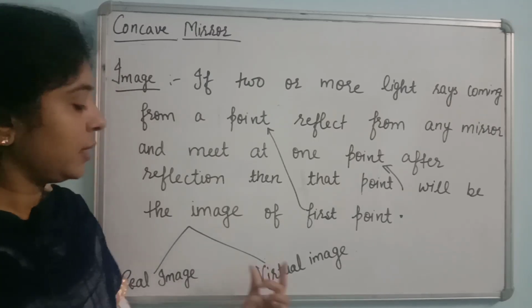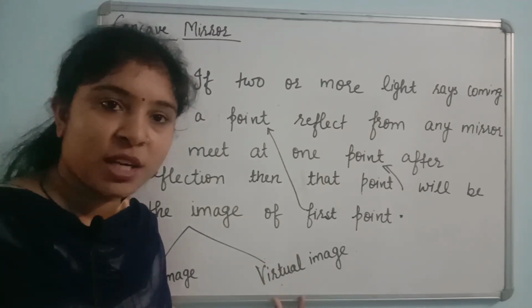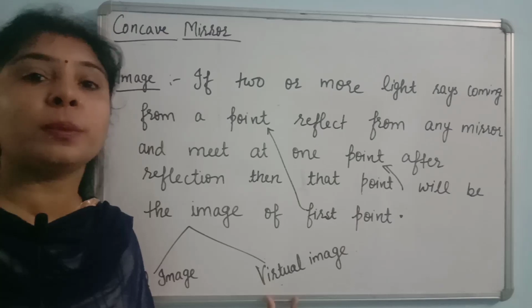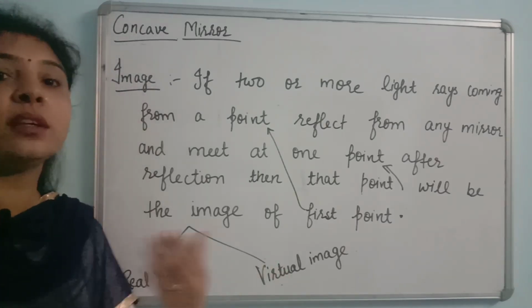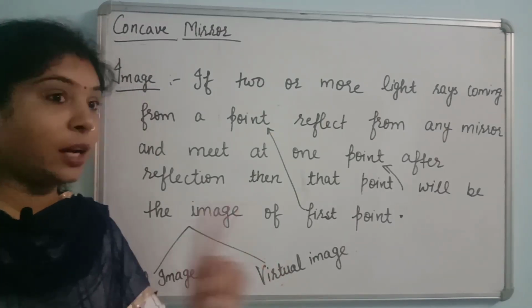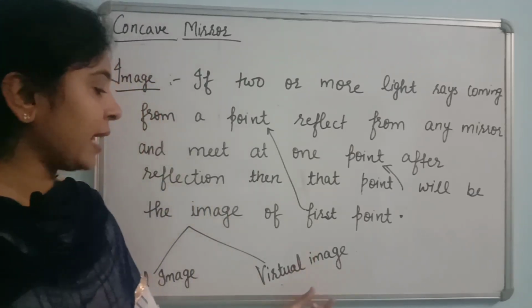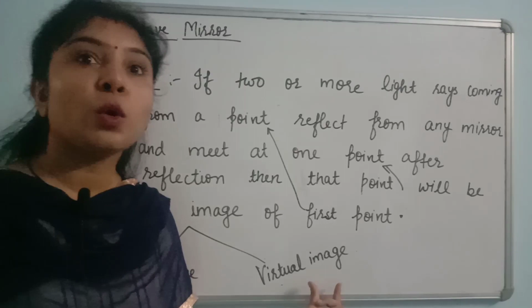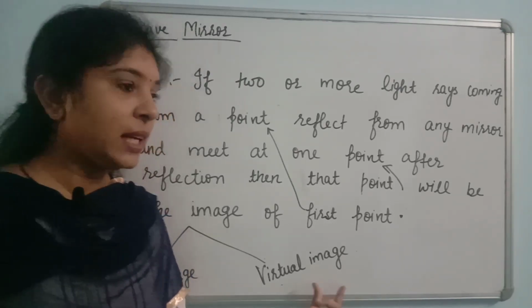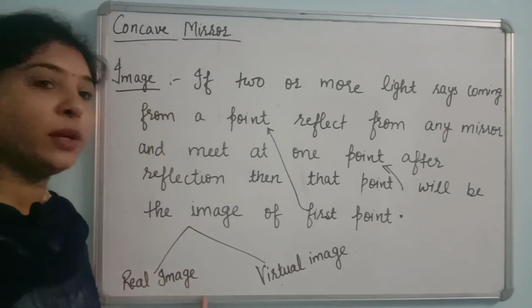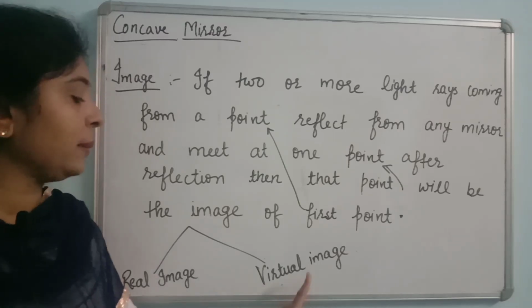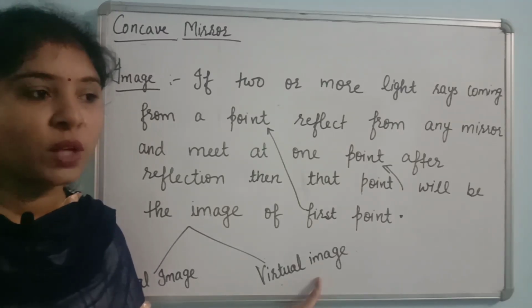But if the light rays coming from the object do not actually meet after reflection, and just appear to meet at a point, then the image formed is a virtual image. A real image can be obtained on a screen, but a virtual image cannot be obtained on a screen.